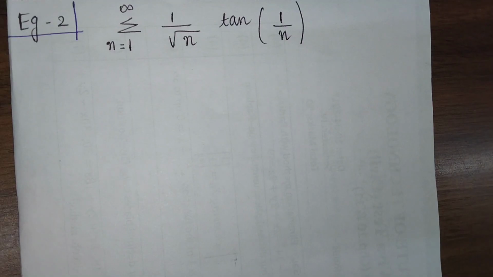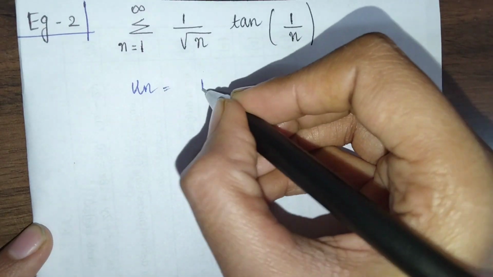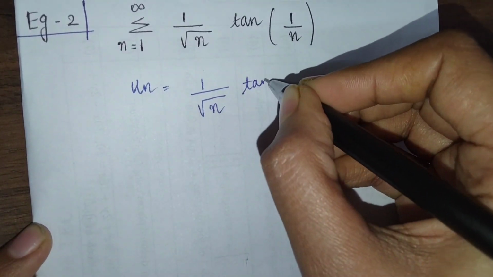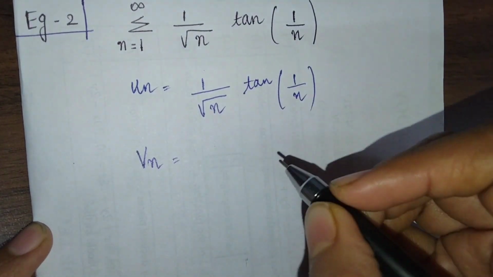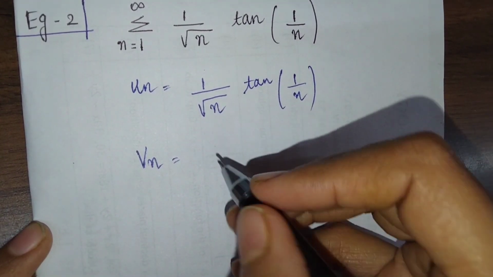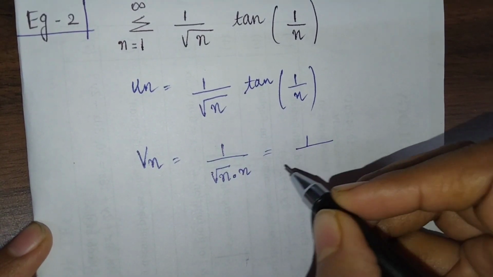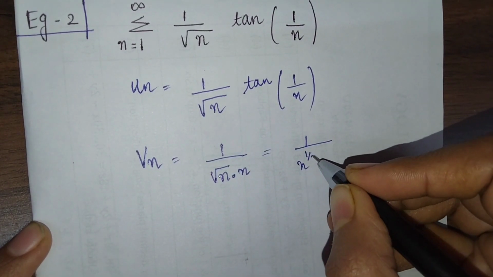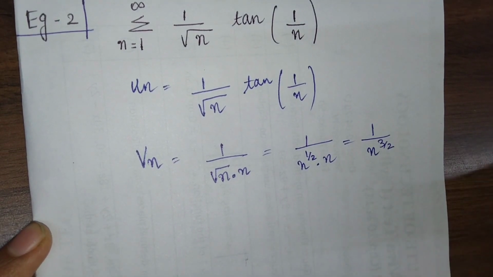Okay? So example 2. Summation n equal to 1 to infinity 1 by under root n into 10 raised to 1 by n is given. Then here our un will be the given term, that is 1 by root n into 10 raised to 1 by n. And from this we will get Vn equal to, I told you that you have to take all the n terms. And here n terms will be 1 by root n into n. That is, we have to multiply it here. So we will get n into 1 by 2 into n, that is, our Vn will be 1 by n raised to 3 by 2.